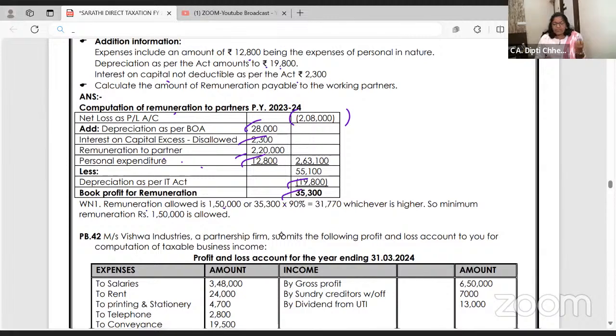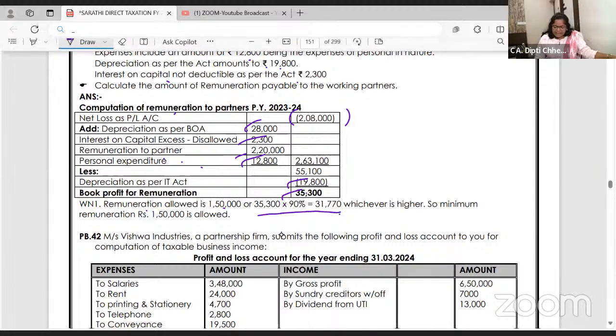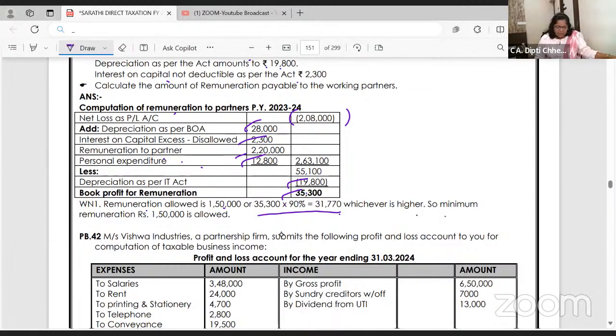Remuneration is 1,50,000 as the minimum. Ma'am, but there is loss. So you increase the loss, but you have to charge depreciation and you have to pay the working partner. Followed or not? So 90% of 35,300, or 1,50,000, whichever is higher. So remuneration is 1,50,000.